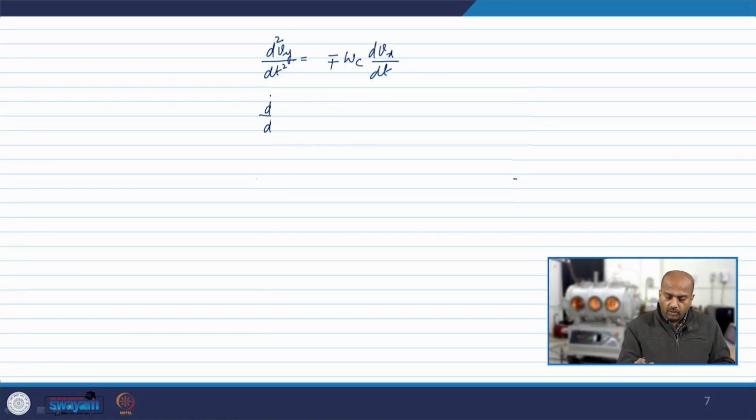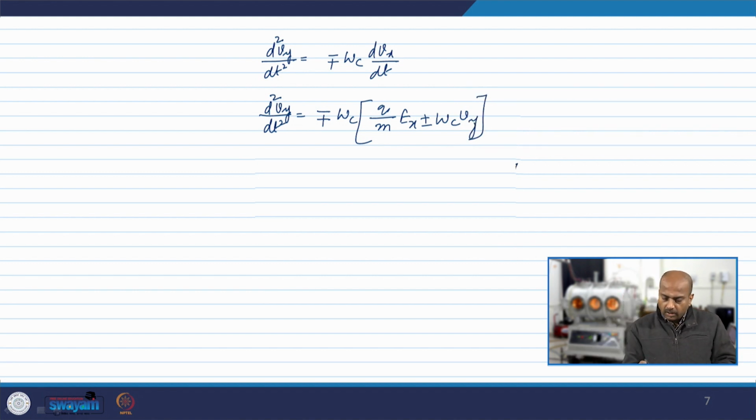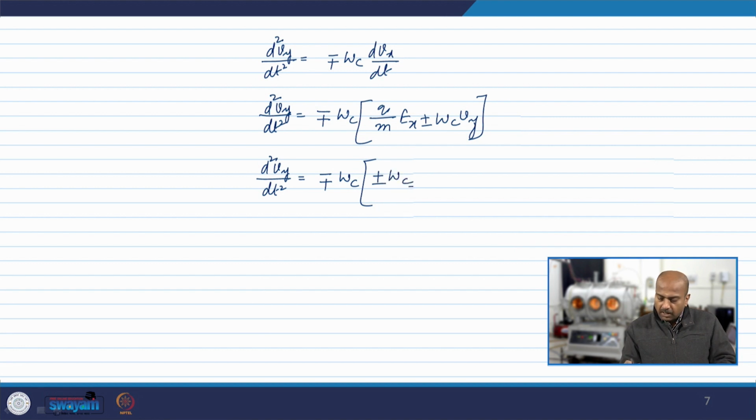So, we can use dVx by dt from the earlier equations and we can write d square Vy by dt square as minus plus omega c, the gyration frequency, times q by m Ex plus minus omega c Vy. Simplifying it further, d square Vy by dt square is minus plus omega c q by m, and omega c is qB by m. So, that can be written as plus minus omega c Ex by Bz plus minus omega c Vy. We have used omega c is equal to plus minus qB by m.